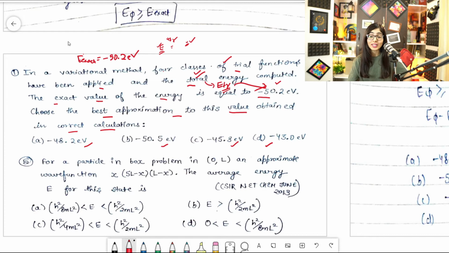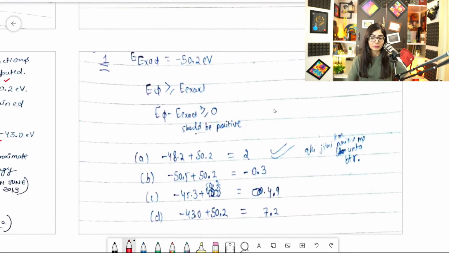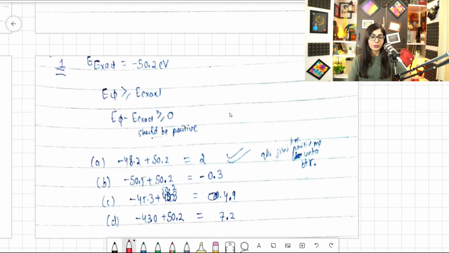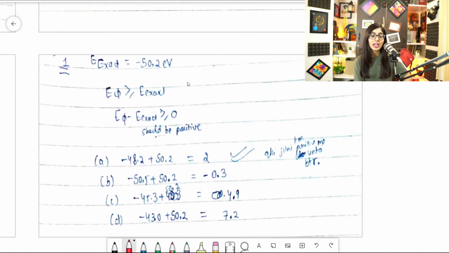Okay, so let's go down to the solution first, then I'll be explaining this to you. I've already solved it, so just pay attention. So this is the question. E exact, the exact energy, is given, and E trial means the energy of the trial wave function. I told you this was the condition when I was teaching you: the trial wave energy will always be greater than or equal to E exact, right?